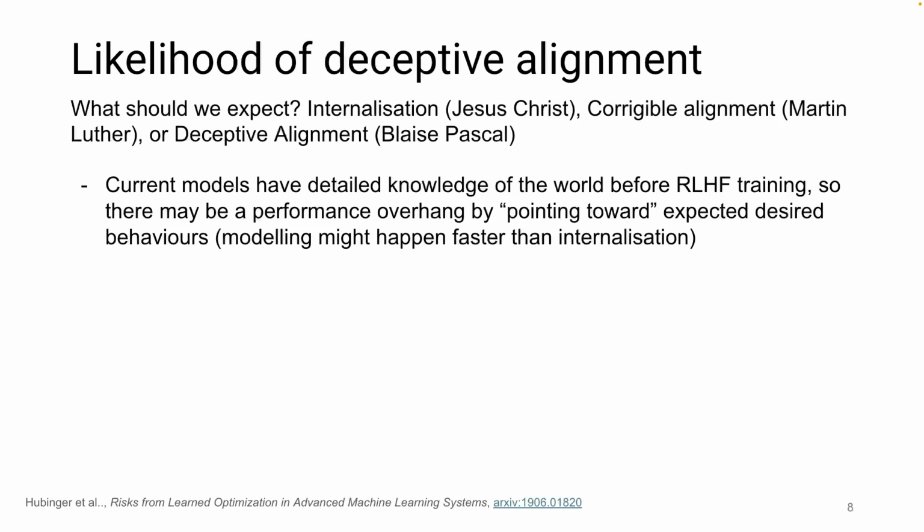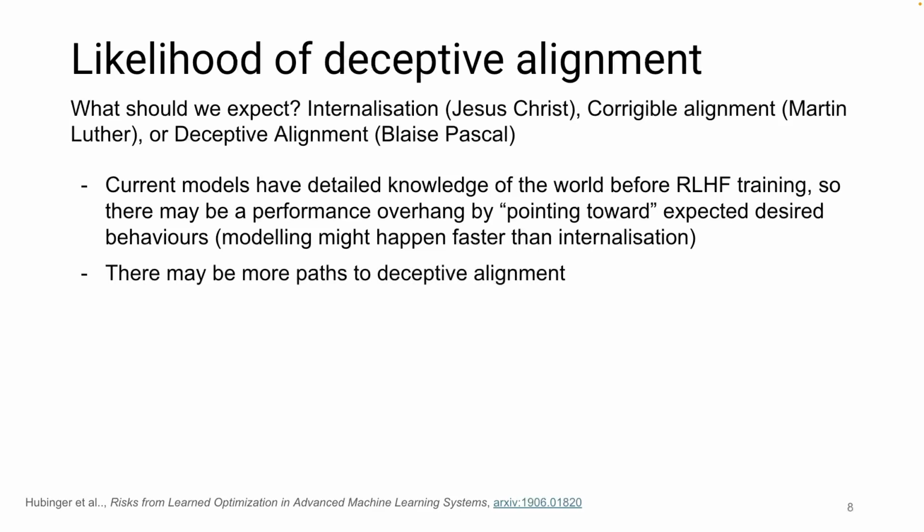So here we're thinking of the desired behaviors coming through modeling rather than internalization. The model hasn't internalized that it really wants to be helpful, harmless, honest. It's just figured out, hey, I'm a model. It seems like I should be helpful, harmless, and honest. I know what these things are. I'll act accordingly.